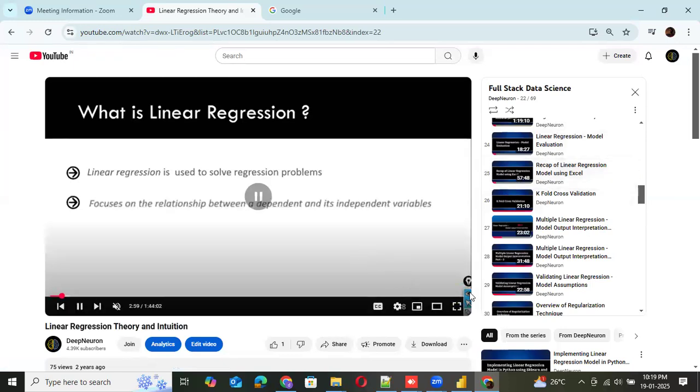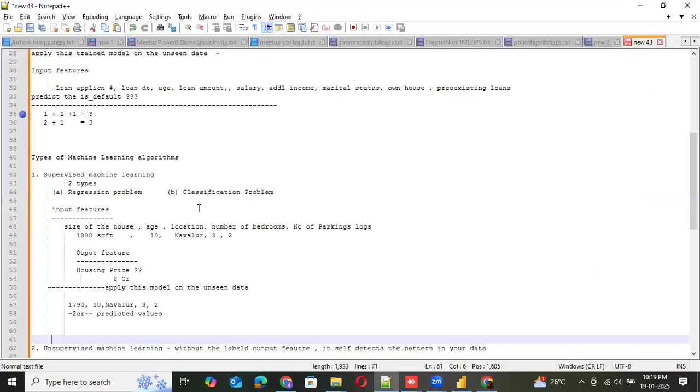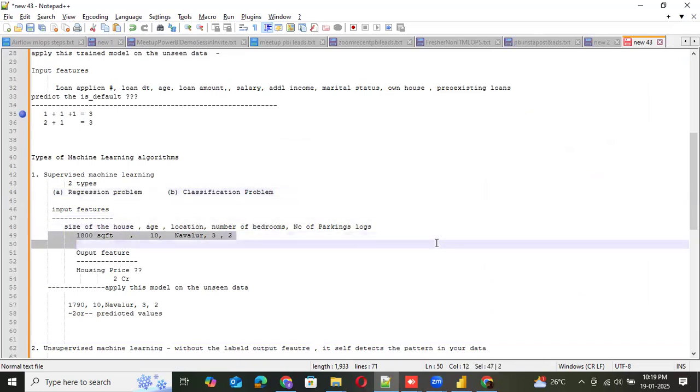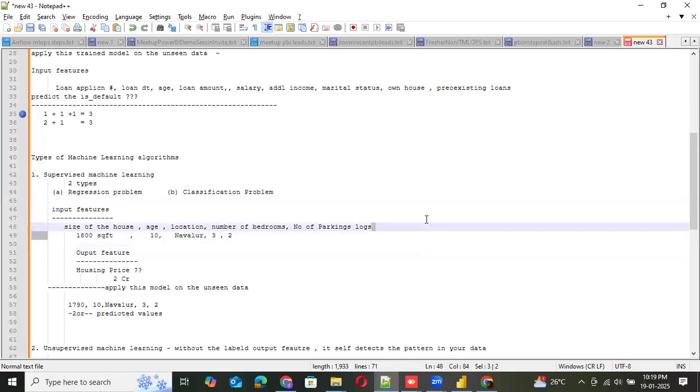Okay, now what we'll explore is what a regression problem is. In the case of a regression problem, we are solving for a numerical outcome variable. Here the input features can be a mix of both numerical as well as categorical variables.